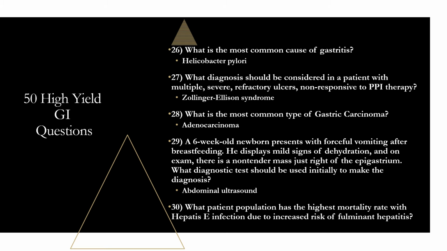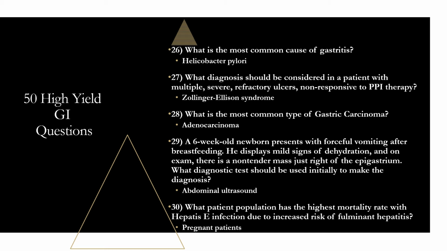Question 30, what patient population has the highest mortality rate with hepatitis E infection due to increased risk of fulminant hepatitis? So what patient population has the highest mortality rate with hepatitis E? It's going to be pregnant patients. So most patients with hepatitis E will have no problem. They're going to recover completely. Overall mortality rate in the general population is only about 1%. But if you have acute hepatitis E infection during pregnancy, the mortality rate goes up to about 15 to 25%. Most susceptible period during pregnancy is going to be your 3rd trimester.